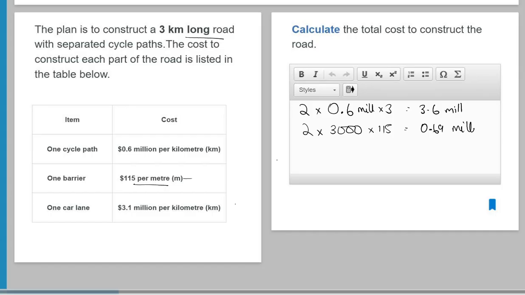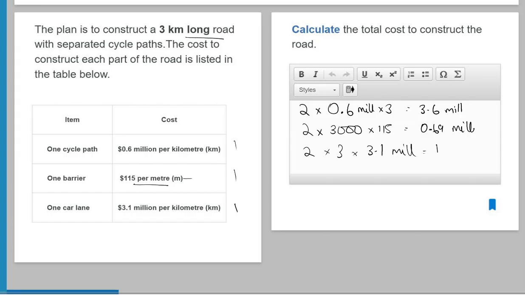And the car lane, what about this one? 3.1 million per kilometer. So two lanes should be made, of 3 kilometers, 3.1. Okay, it was this simple. I don't know what I was thinking. I was confused. Maybe this one should be 1 kilometer, this one should be 1, and this one should be 1. It didn't make sense, but now it makes sense. So I think this is going to give me an answer of 18.6 million.